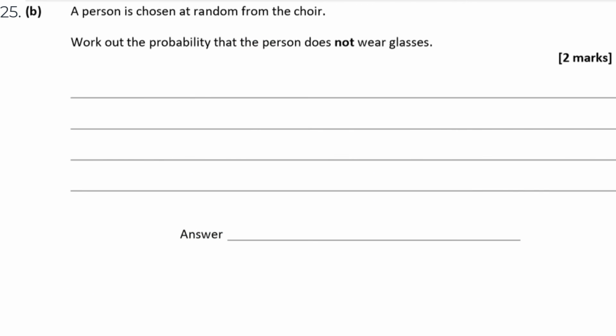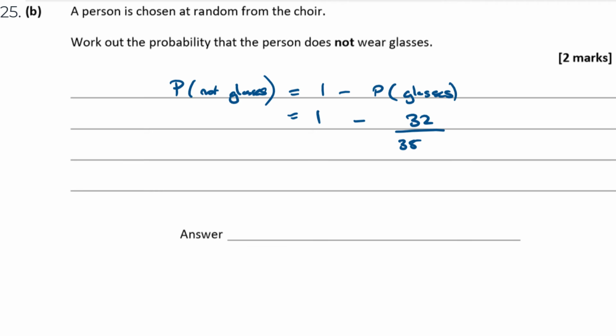Part B says a person is chosen at random from the choir. Work out the probability that the person does not wear glasses. So probability of not glasses, that's 1 minus the probability that they are wearing glasses, isn't it? We know that there were 32 people who wore glasses in the choir, and the total number of people is 35 men and 48 women, isn't it? So that's 1 minus 35 plus 48.